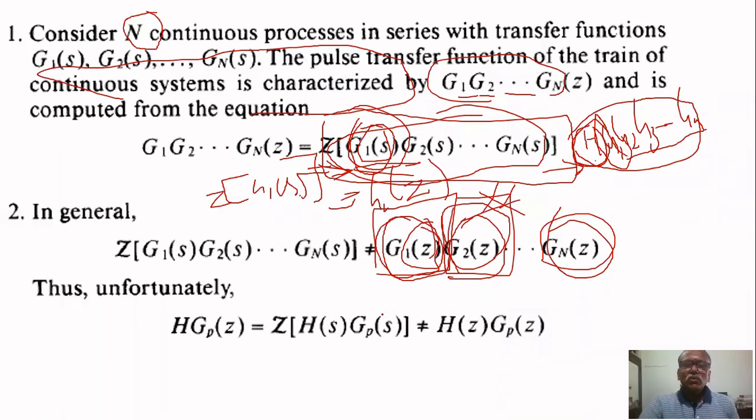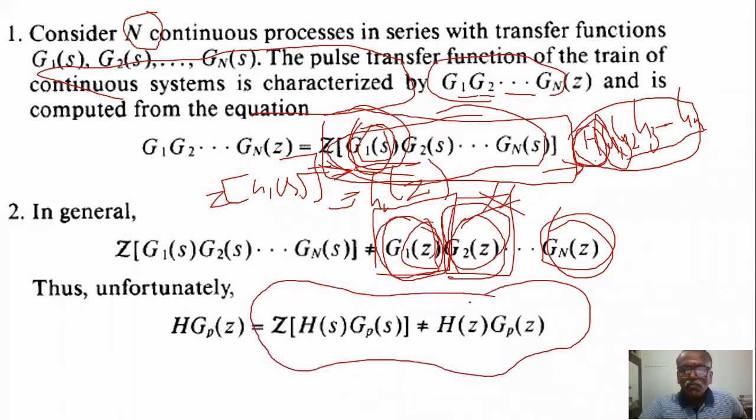So what we have to do is multiply all these first in the S domain, then find the Z transform. Here, one more thing you should remember: I am finding HGP of Z. How? I am multiplying GP of S by H of S, then I found the Z transform for that. I got HGP of Z.